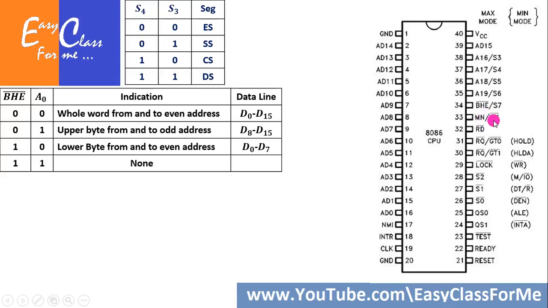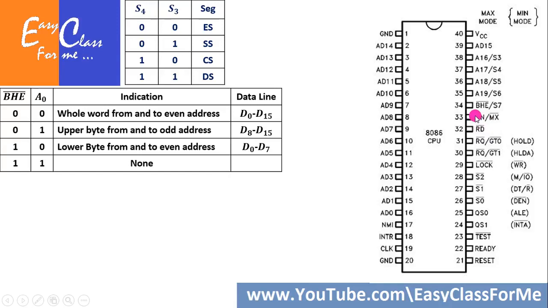Now MN and MX. From here onwards, these pins are not multiplexed pins. They have one meaning in one case and another meaning in the other case, and they are not time division multiplexed. In maximum or minimum mode, they have different meanings. If this pin has a value of 1, which means MN, minimum mode is activated, and it indicates that this processor is operating with only one CPU and other peripherals.